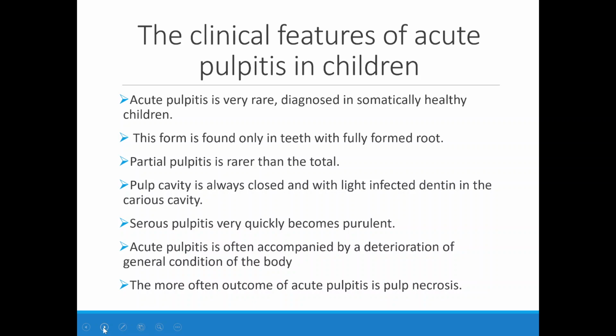Acute pulpitis is often accompanied by a deterioration of the general condition of the body, and the patient complains of high temperature, for example, headache and something else. The more frequent outcome of acute pulpitis is pulp necrosis, not formation of chronic pulpitis, but pulp necrosis.